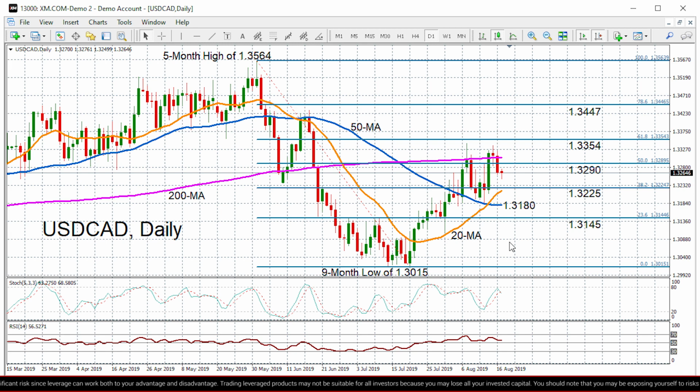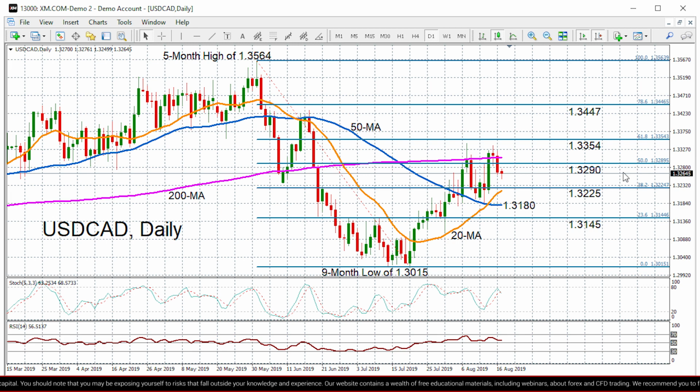Let's now turn our attention to dollar versus Looney. We can see a bit of a mixed picture in the near-term stochastics. The percentage K line is making a bearish crossover with the percentage D line. RSI is flattening, and we can see prices are drifting lower.